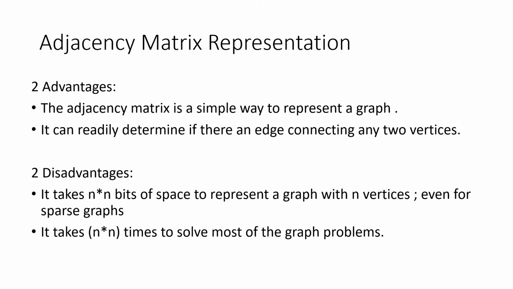Adjacency matrix representation, when compared to the list representation, is a simple way to represent a graph in memory. We can easily determine the number of edges connecting two vertices. However, the adjacency matrix representation takes n by n bits of space to represent a graph with n vertices, even if it is a sparse matrix, and it takes n by n time to solve most of the graph problems.